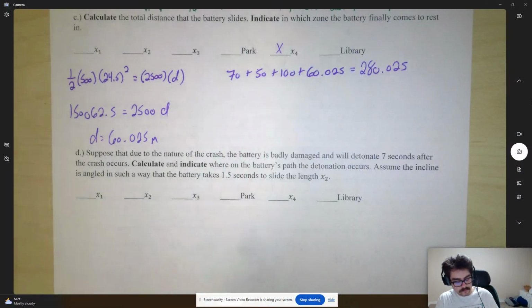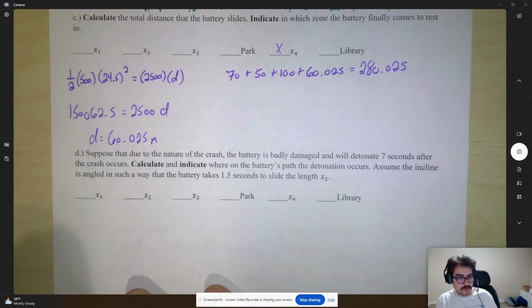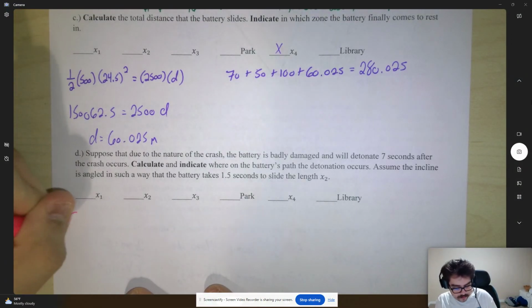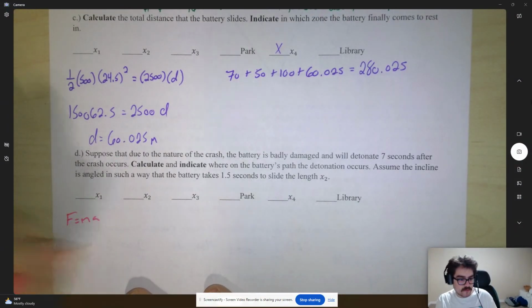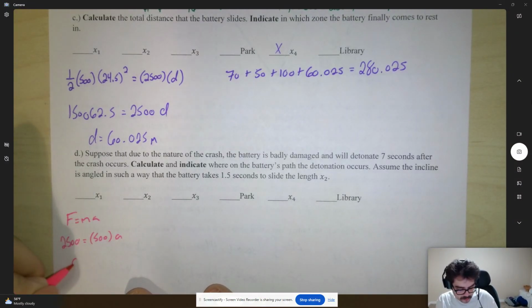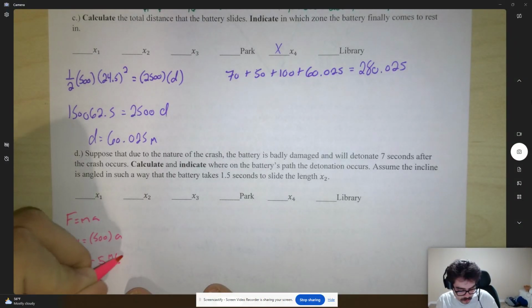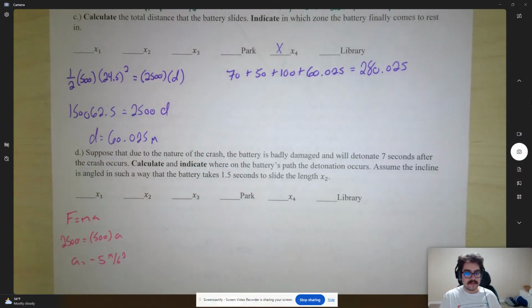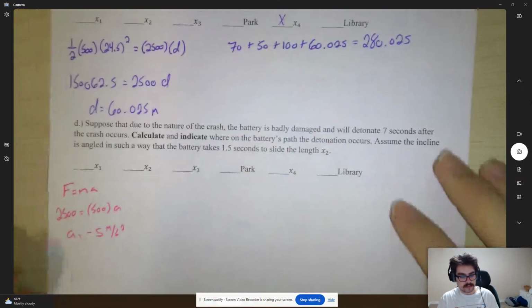First off, we need to figure out the acceleration due to the friction. You can figure out the acceleration really easily if you do F equals ma. The only force acting on it is the friction, and we said the friction is 2,500 equals 500 times a. So the acceleration is going to be negative 5 meters per second squared. And at this point, you can then use kinematics to solve it.